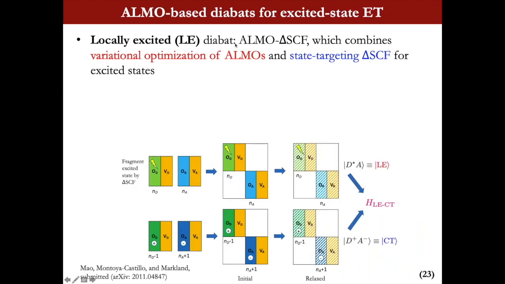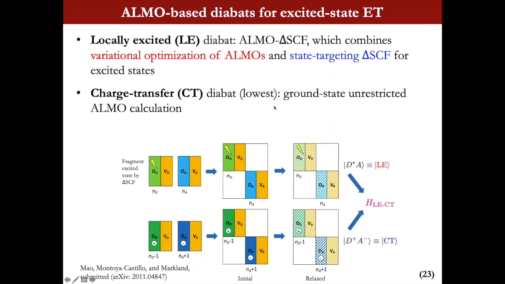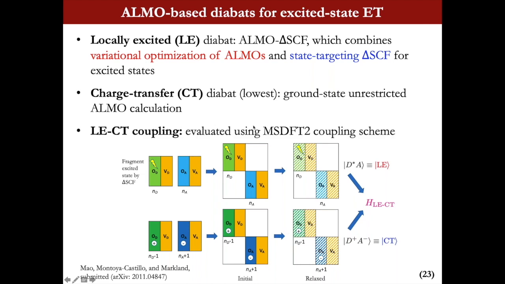So for the locally excited state, we introduced a method called ALMO-SDF, which combines the variational optimization of ALMOs and the state targeting delta-SDF method for excited states. And for the charge transfer state, if we only focus on the lowest one, then it can be obtained by the ground state unrestricted ALMO calculation, as in the cases of ground state hole and electron transfer. And the coupling between the LE and the CT diabatic states can still be evaluated using the MS-DFT2 scheme.